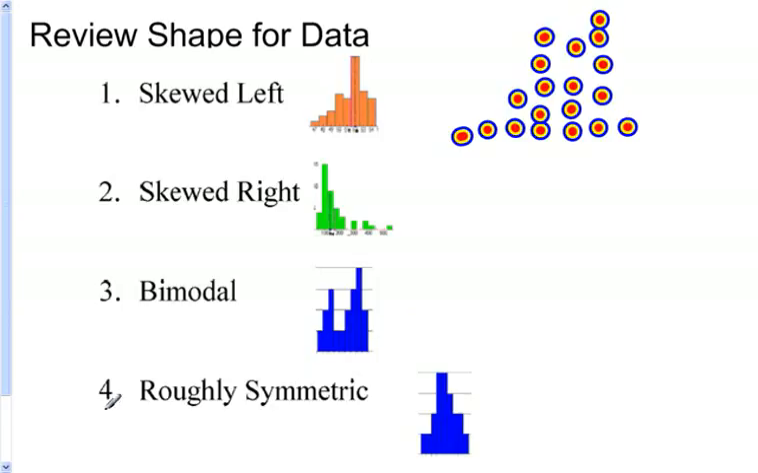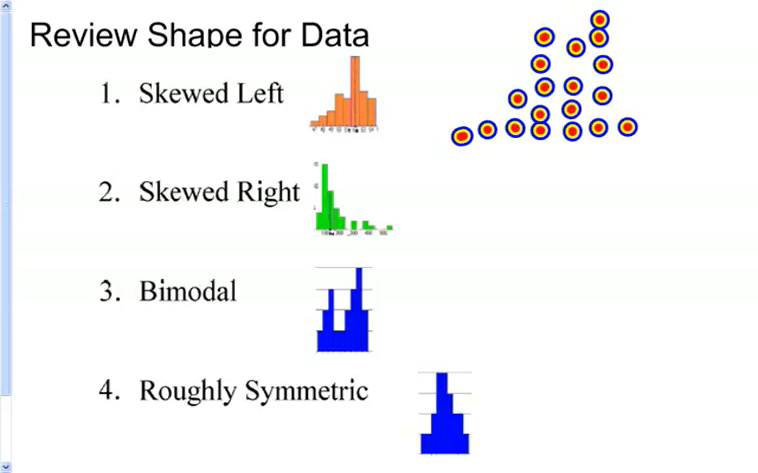And then we have symmetrical or roughly symmetrical. Data is generally not perfectly symmetrical, but it's kind of the one bump situation. I've got high in the middle and low on the ends. That is shape of data. Those are descriptors: skewed left, skewed right, bimodal, and roughly symmetric.